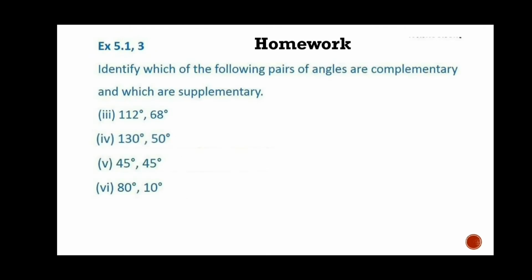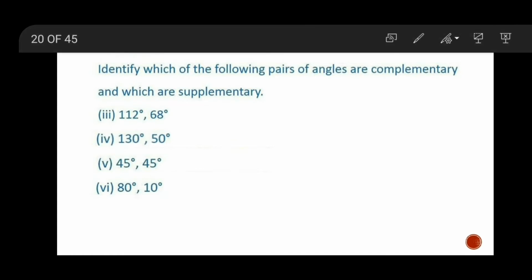Now children, this is a very easy question and I hope you have understood. You just have to add the pair of angles and find the sum. If the sum is coming 90 degree, they are complementary. If the sum is coming 180 degree, they are supplementary. So all the parts of this question, that is third, fourth, fifth and sixth, these parts are your homework.